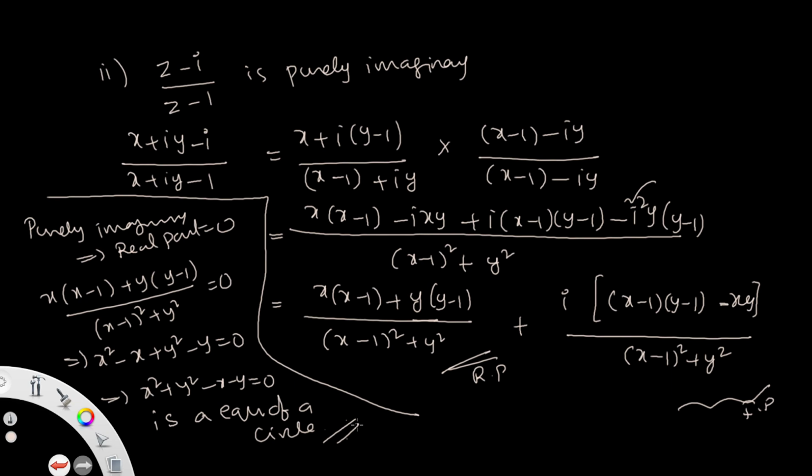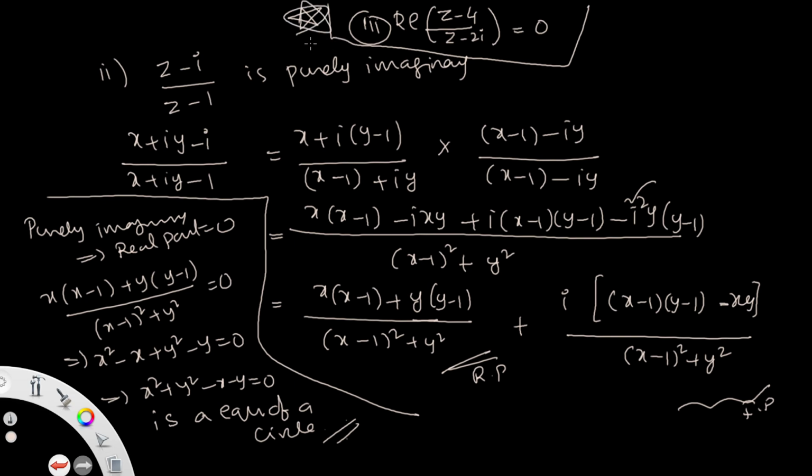In the same way, the last bit is there. Just practice, Nana. The third question, which I am writing here, is given that the real part of (z minus 4) by (z minus 2i) equals 0. This is the third question, very, very important for IPE. RE means real part: real part of (z minus 4) by (z minus 2i) equals 0.